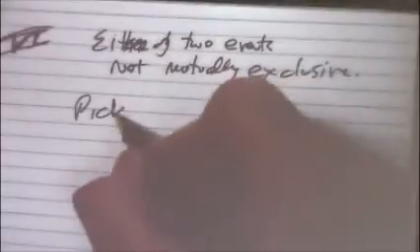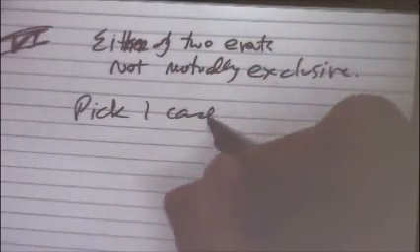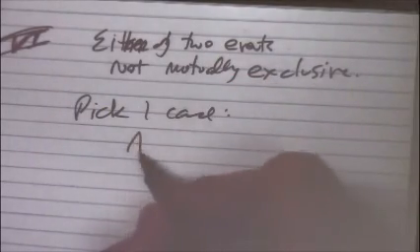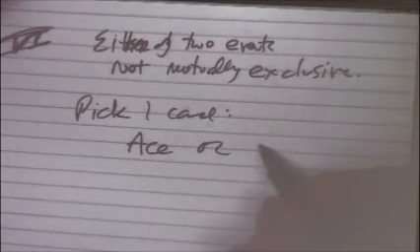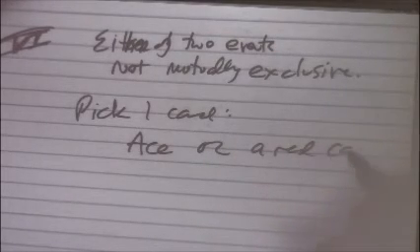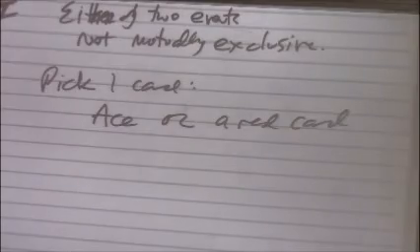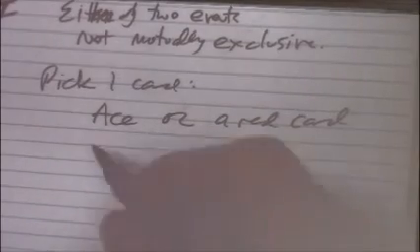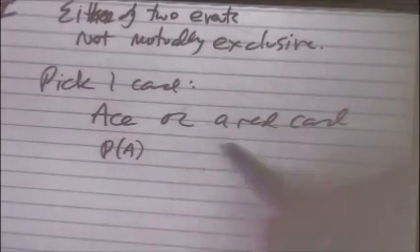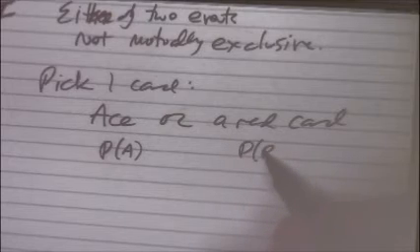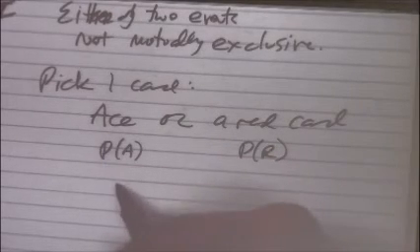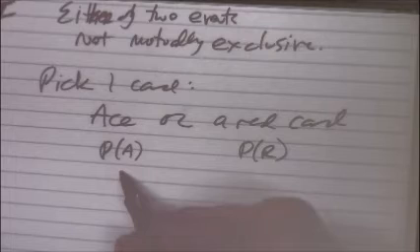So, pick 1 card, and we're going to say it's an ace or a red card. So the probability of an ace, the probability of a red card, well, for an ace, there was 4 chances out of 52.